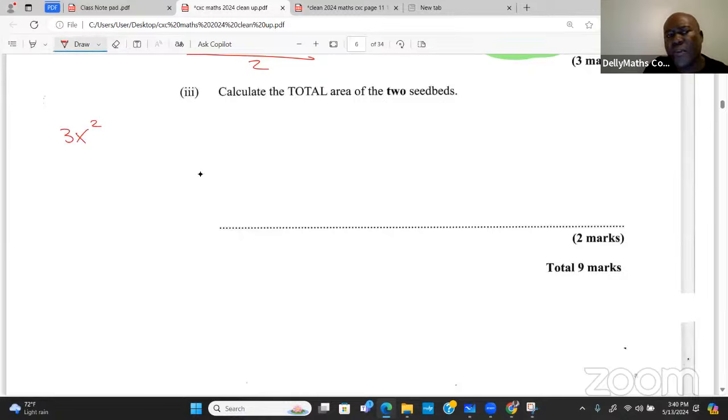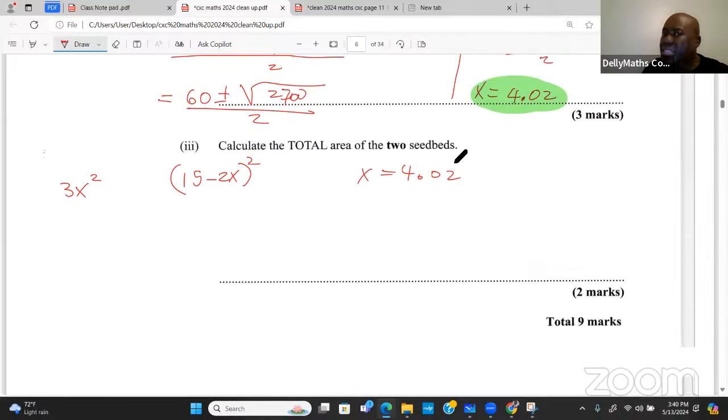squared was for the rectangle, right? And for the square, it was 15 minus 2x squared. So if we substitute our values there, all we've got to do is substitute x equal to 4.02, because we just realized that if we use the 55.98, we'll get a negative side for the square, and that can't work. So right here, we're just substituting. We're just going to add these up.